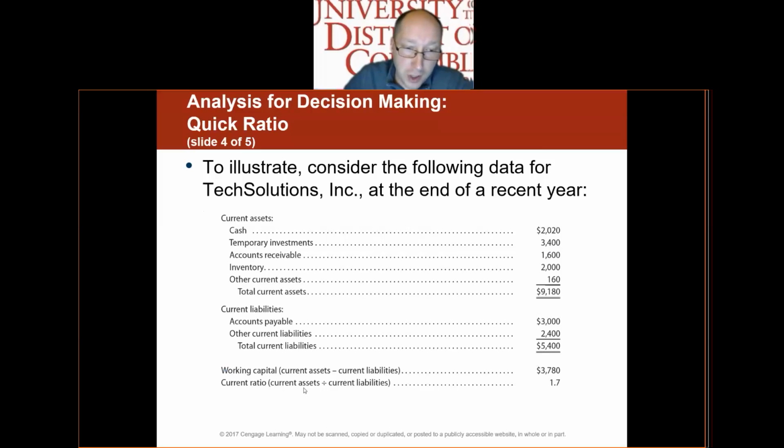Our current ratio is current assets divided by current liabilities. That's 1.7. So 9,180 divided by 5,400 is 1.7. Anything above 1 is good. Anything above 1.5 is really good.